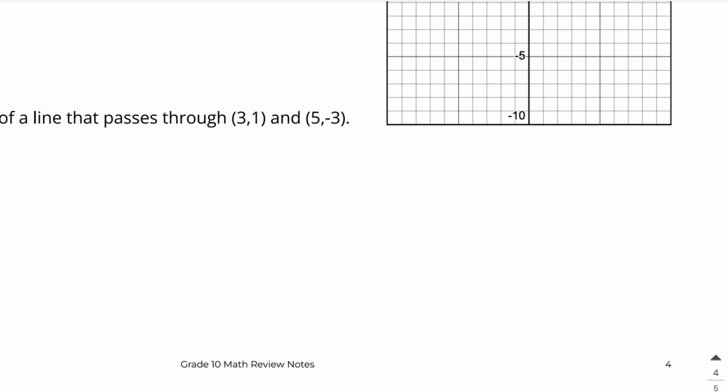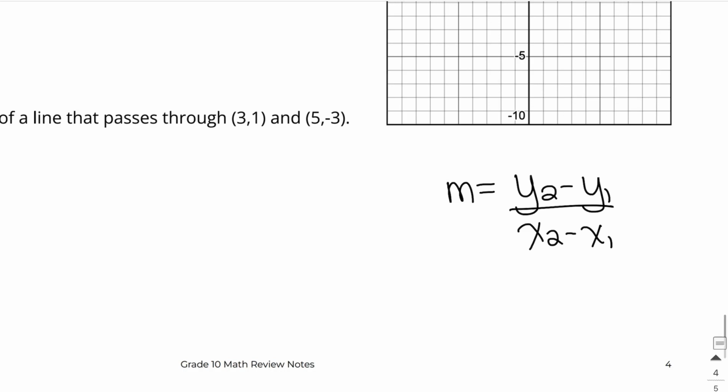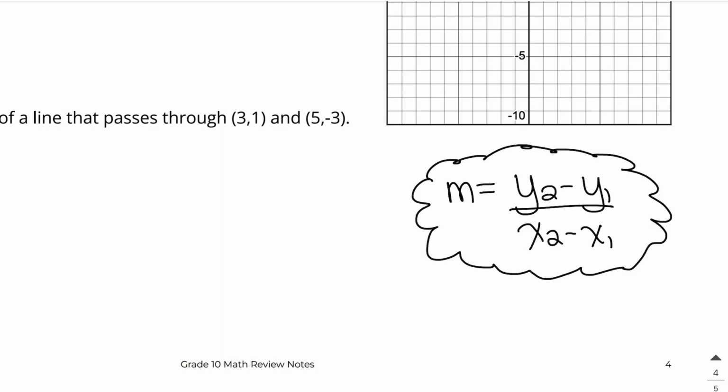So remember, the slope formula is m equals, we could do rise over run, but we also have y2 minus y1 over x2 minus x1. So write this down and make sure that you have this somewhere if you don't remember it, especially because it's a really important formula that we have to use, okay?